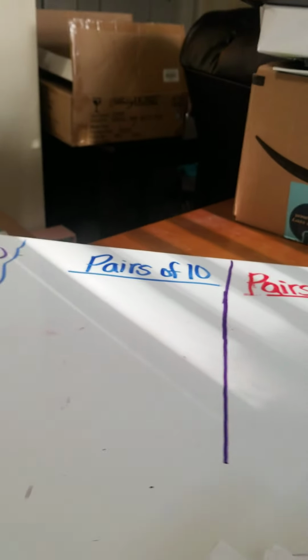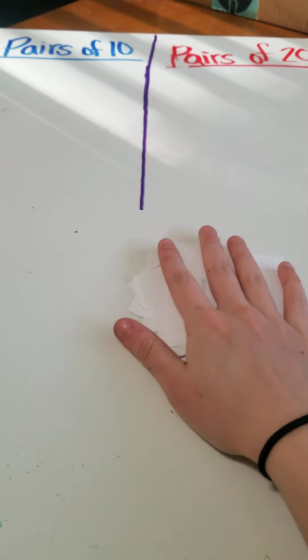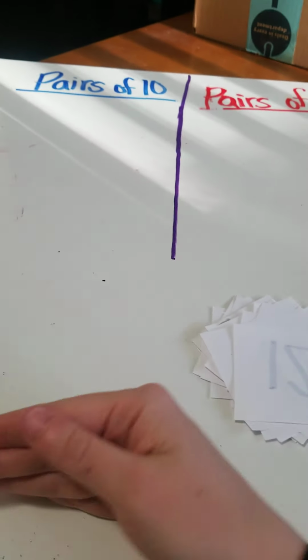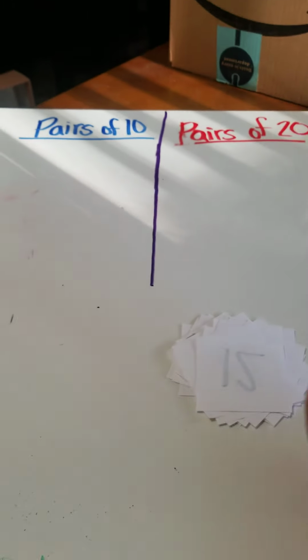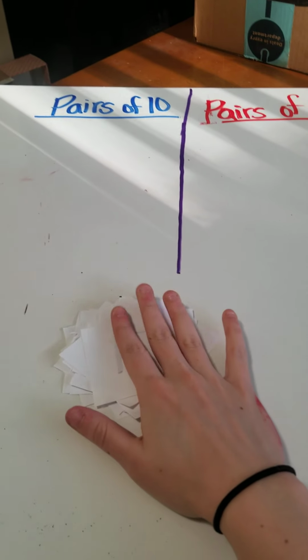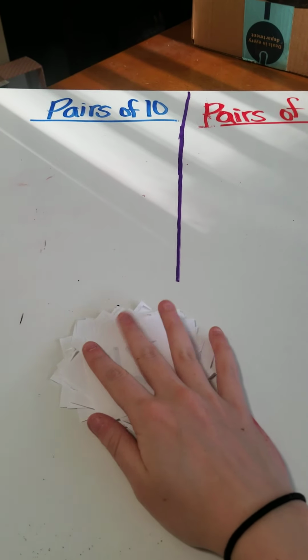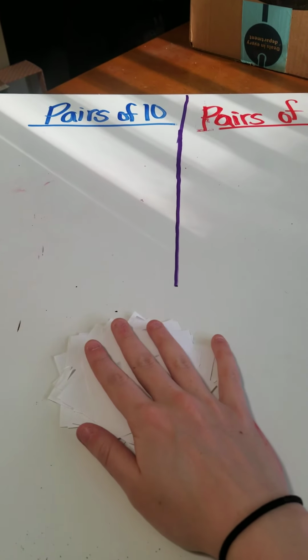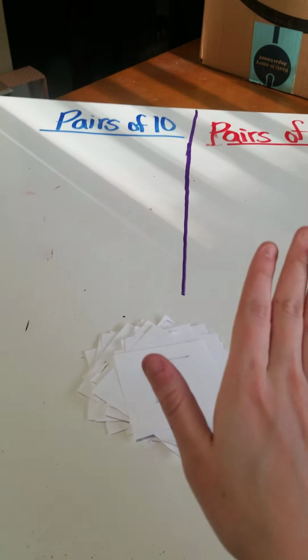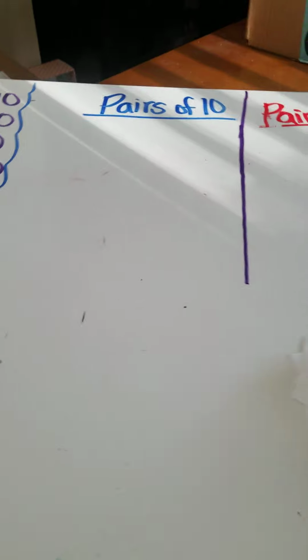So, I have my pile. I made 2 piles of 0 through 20. If you want to start with 2 piles of 0 through 10 and then work your way up to 20 when you feel comfortable, that is perfectly fine. But I made 2 piles of all the way up to 20 just so that there's different groups that friends can challenge themselves or friends can stick with 10 wherever you feel comfortable. So I'm going to show you how this will work.